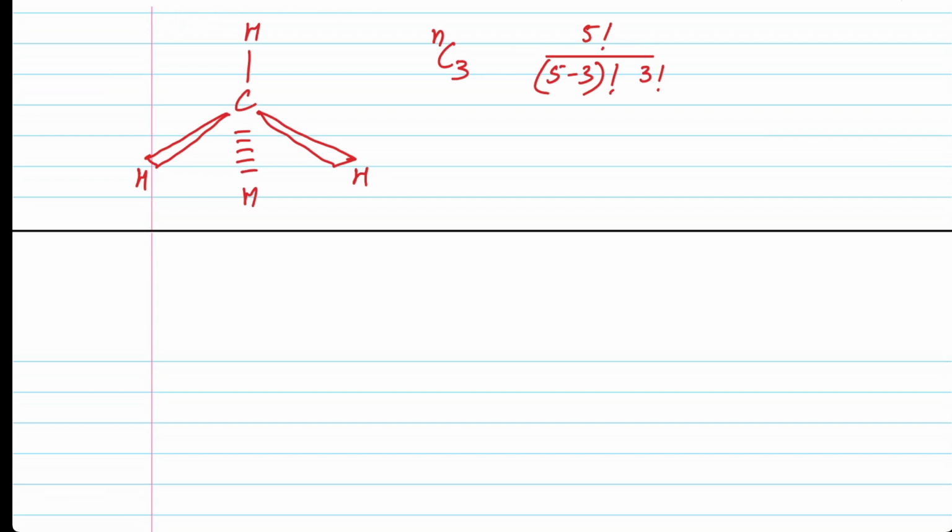nCr, we have already discussed this particular formula. This turns out to be 5 into 4 into 3 into 2 into 1 divided by 5 into 4 multiplied by 3 into 2 into 1.